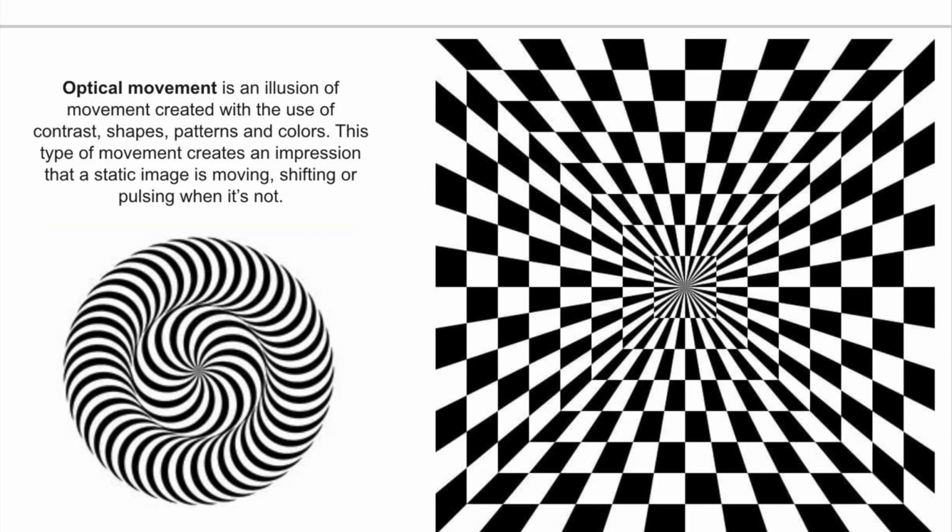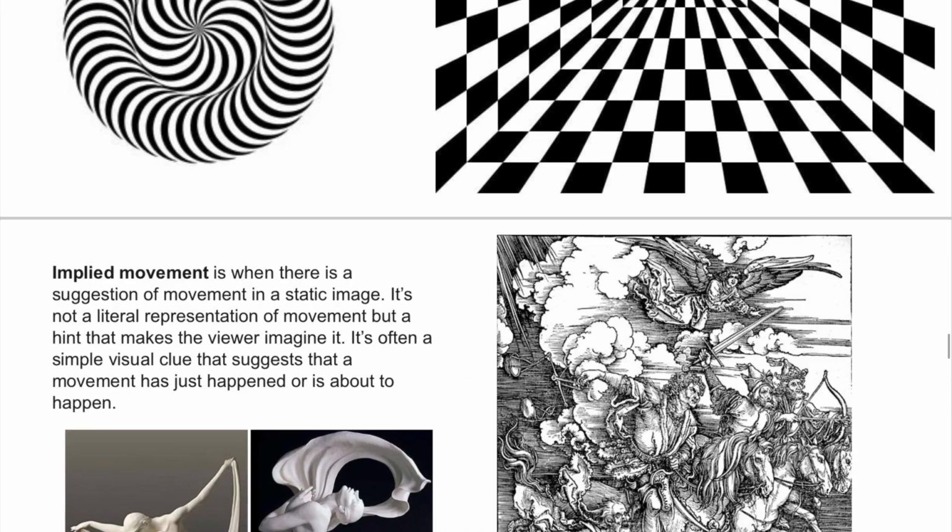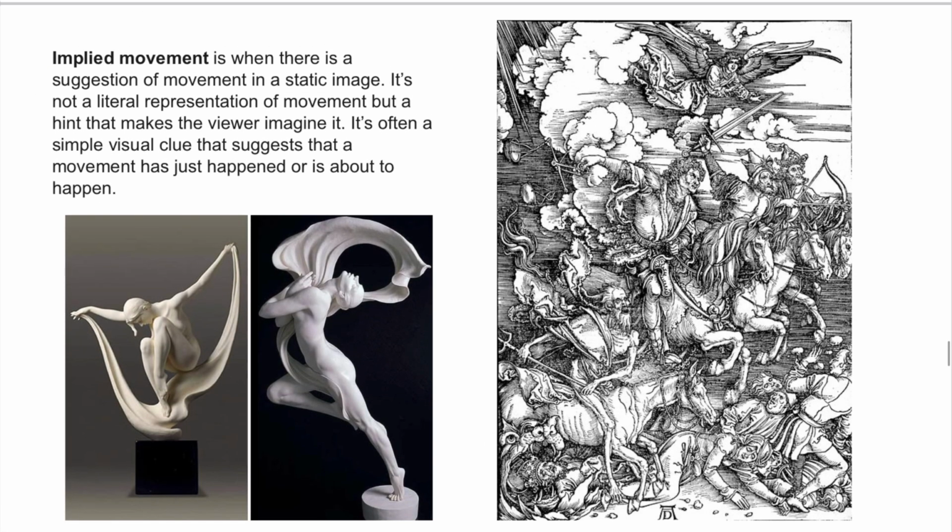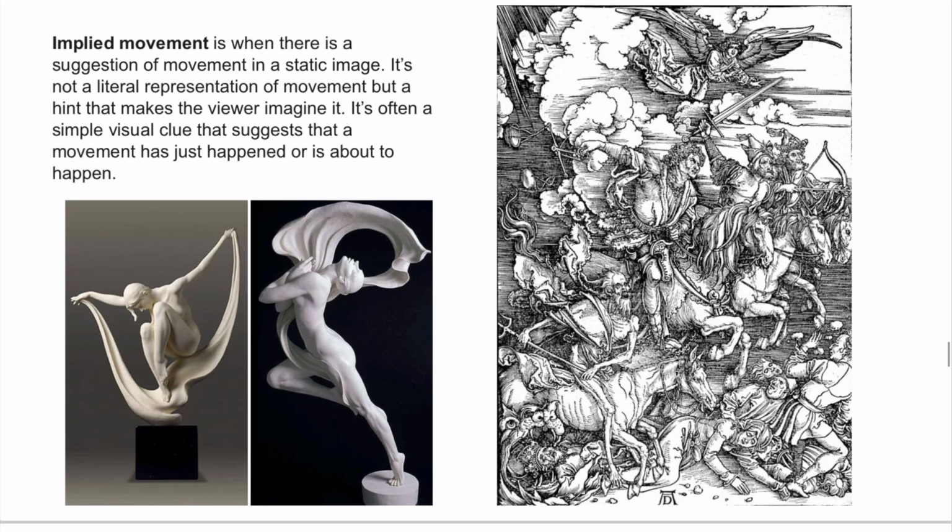So there is a difference between that and one of the other ones that we're going to discuss. It does come down to that actual feeling like it's moving because of the optical illusion that's being created there. Implied movement is when there's a suggestion of movement in a static image. So it's not a literal representation of movement, but it's a hint that makes the viewer imagine it. It's almost like something either has just happened or is about to happen.